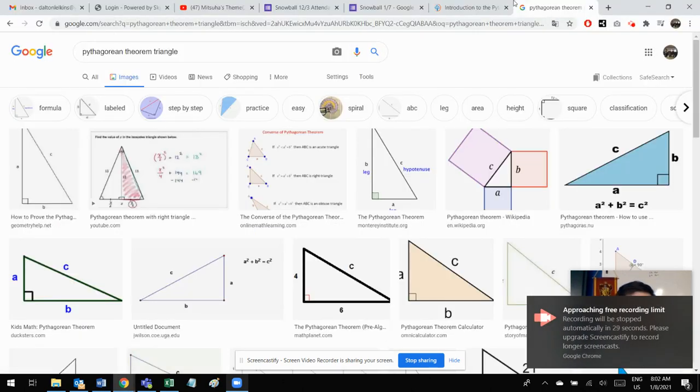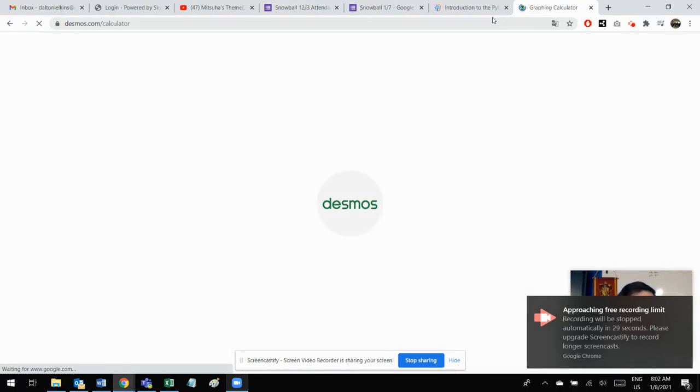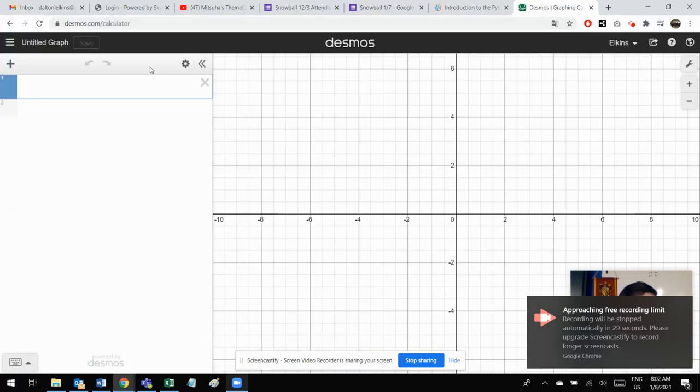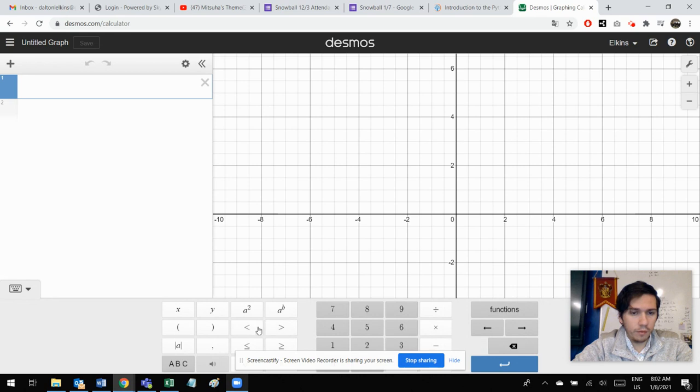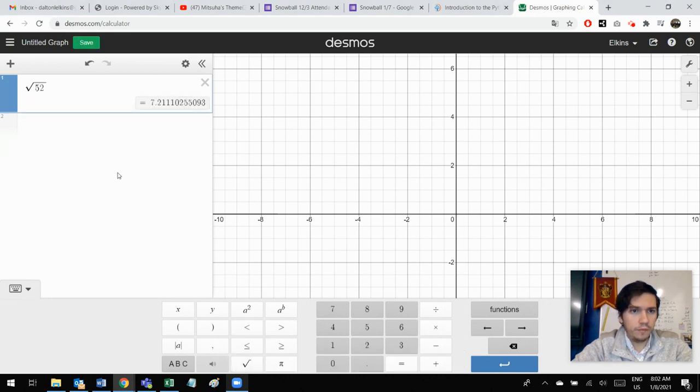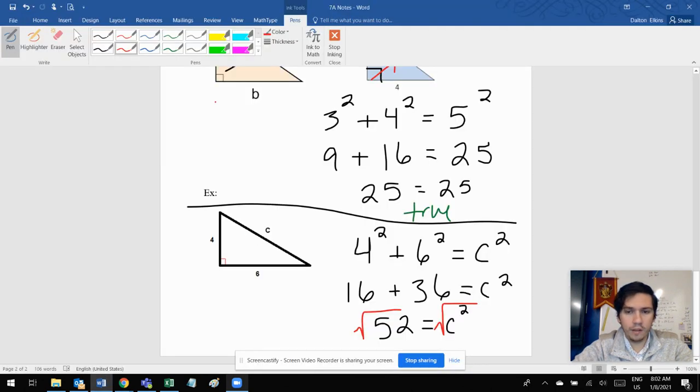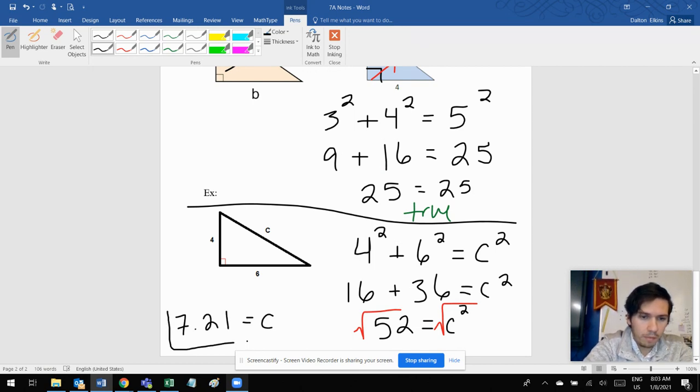So if I go ahead and open up Desmos and take the square root of 52, I get 7.21111. Let's round that to 2 decimal places. So I'm going to say c is equal to 7.21. That is how big this side is, 7.21 units.